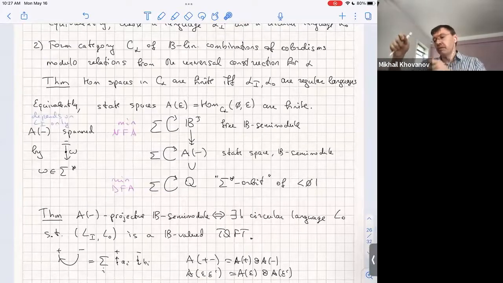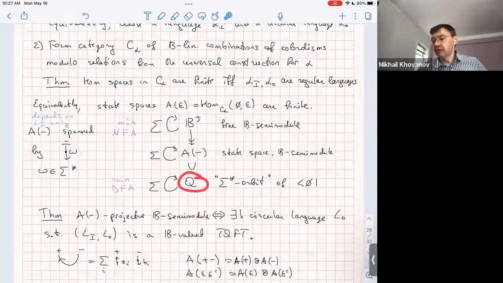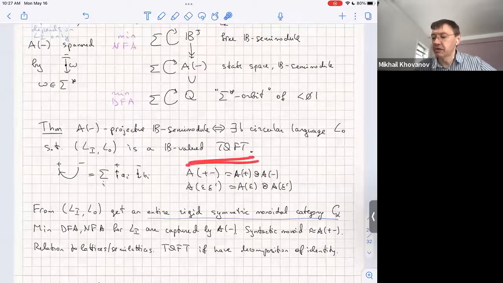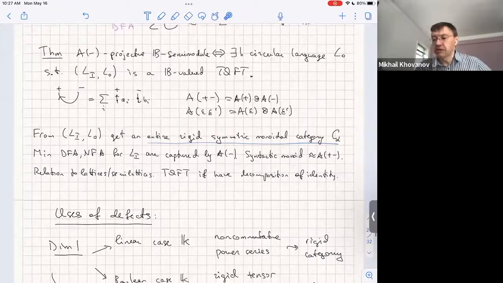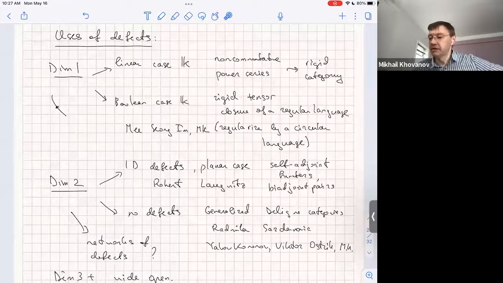We have a whole rigid semi-linear category, so we don't have just a single state space related to an automaton. And these categories are completely unexplored. Sometimes they give rise to TQFTs when A minus is projective, and you can do decomposition of the identity. But it's just an interesting notion in a category that also knows automata when you look at just the state space of a single point. And so these are some examples of how we see defects.